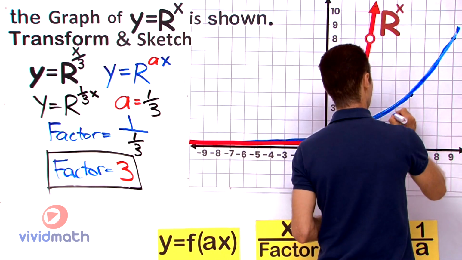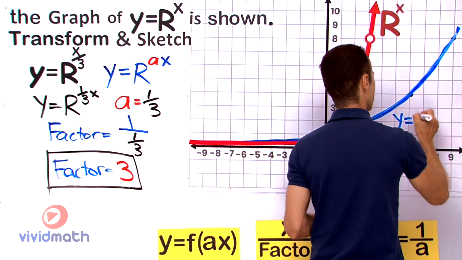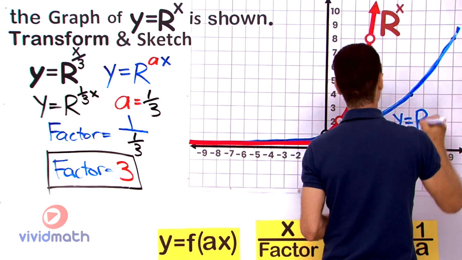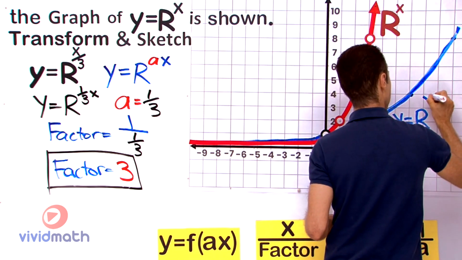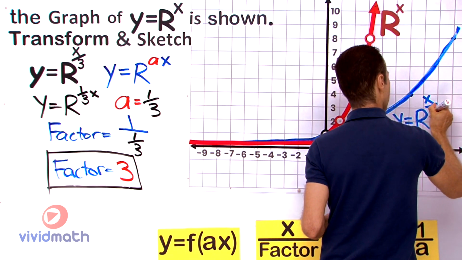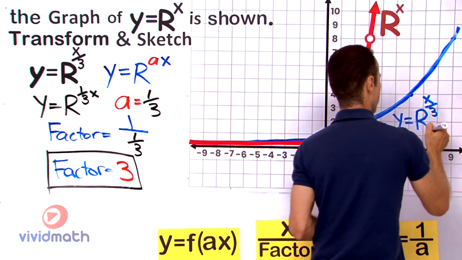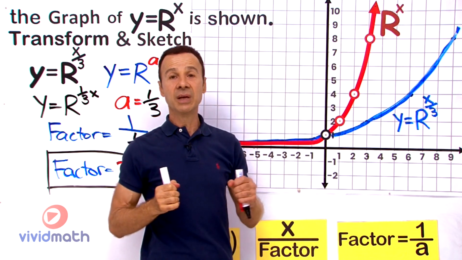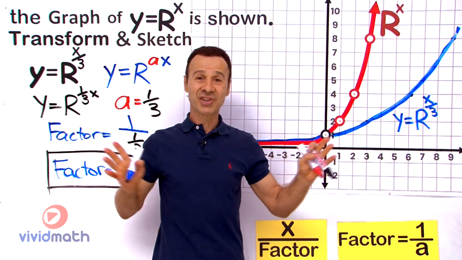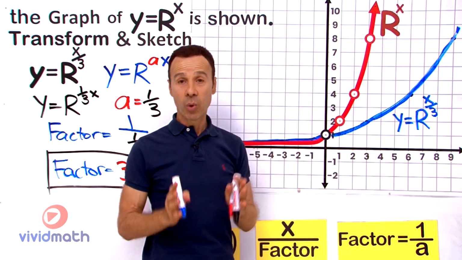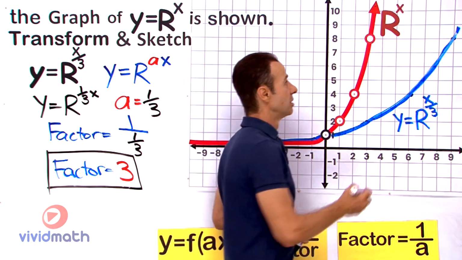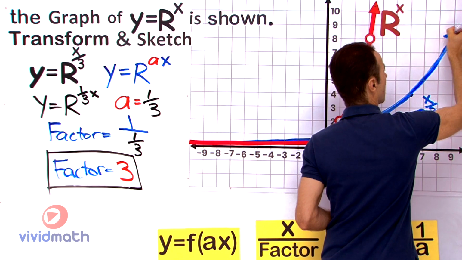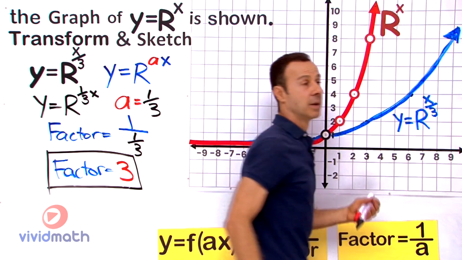This is y is equal to e to the power of x over 3. And what that means is the scale factor is on the denominator, 3. It's 3 times as wide, stretched outwards horizontally away from the y-axis. And there you go.